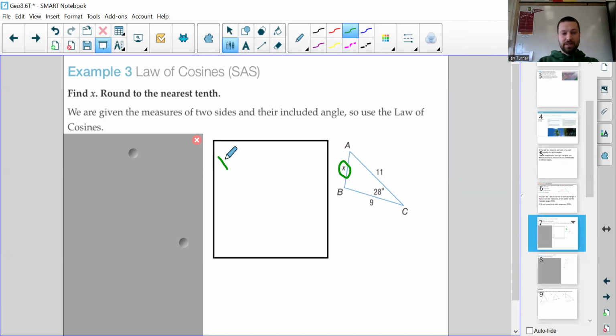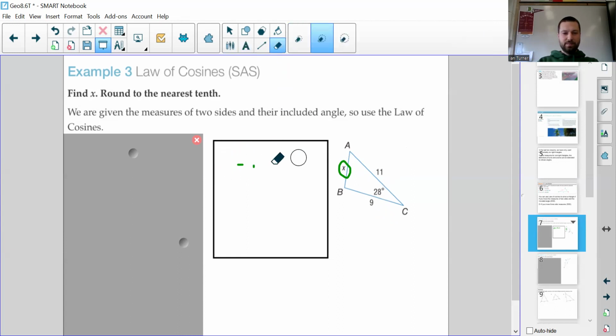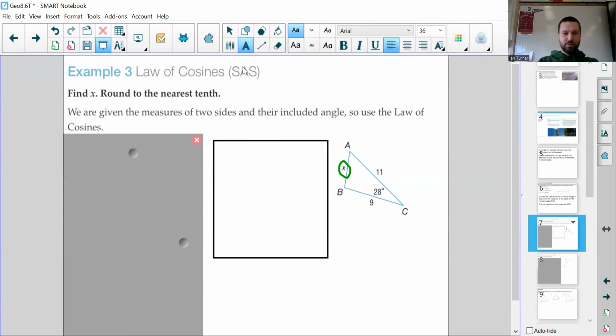So it's going to be x squared equals, okay? Put that side by itself, then you square the other two sides. 9 squared plus 11 squared. I'm going to run out of room. Hold on, let me rewrite this. I'm sorry.